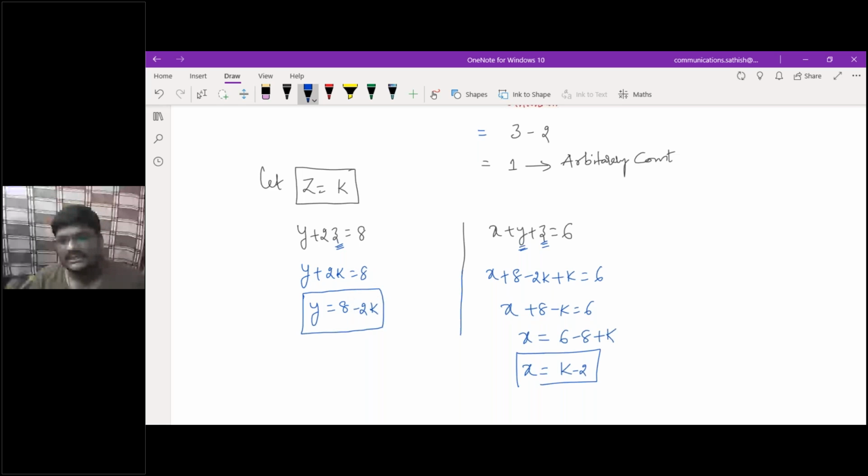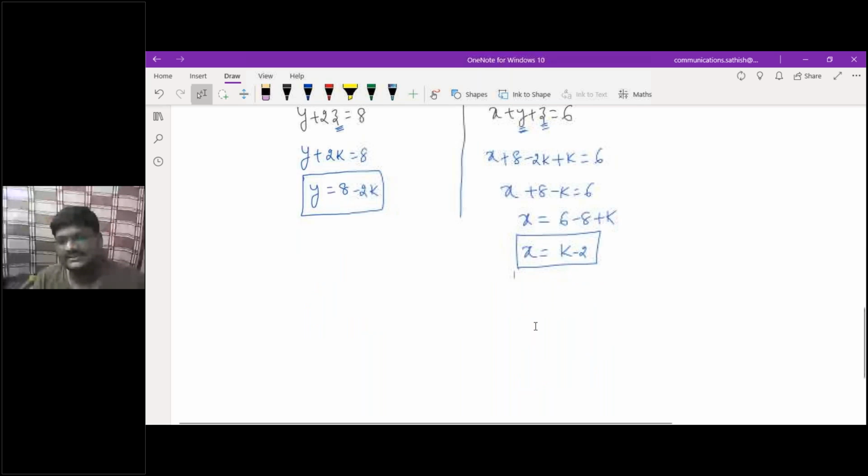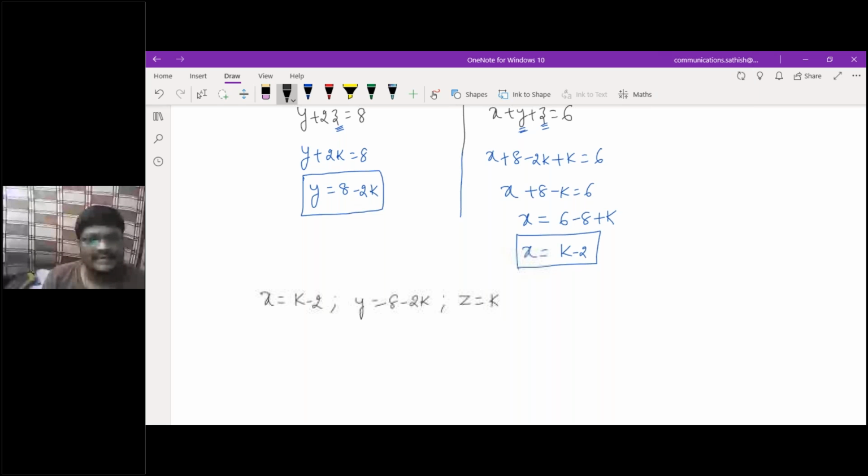Am I correct or wrong? Now the values. You take the values: x is equivalent to k minus 2, y is equal to 8 minus 2k, and z is equal to k. So this is actually the solution for the particular criteria. This is the solution. Am I correct or wrong?